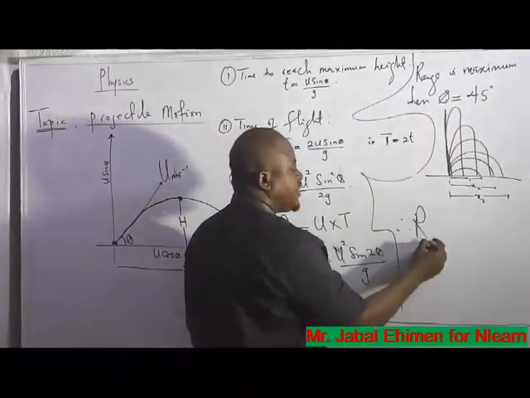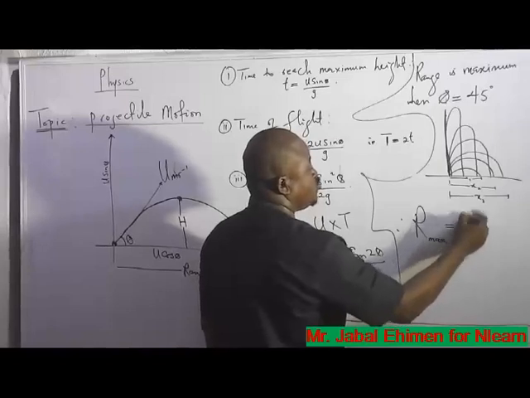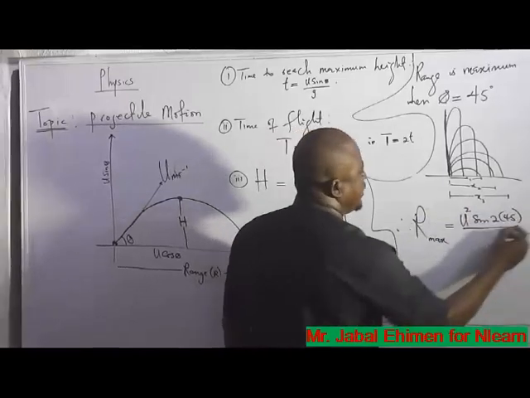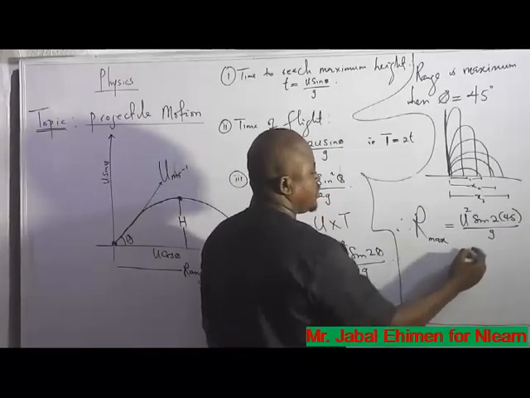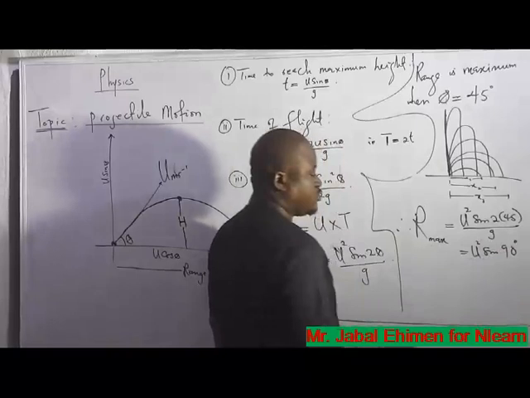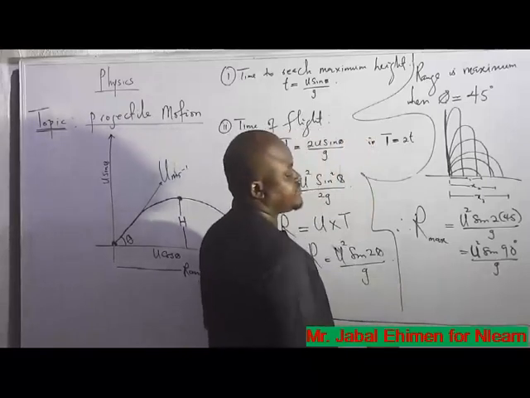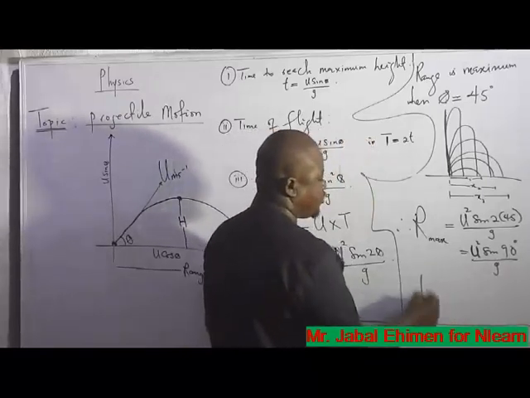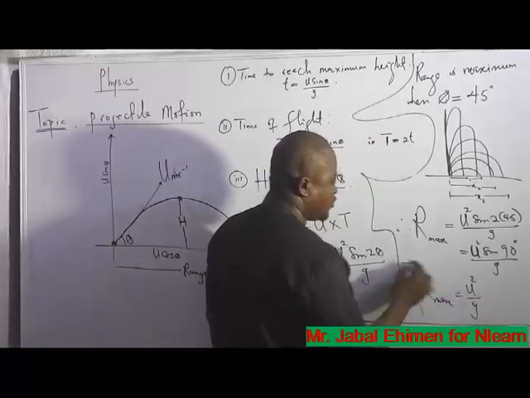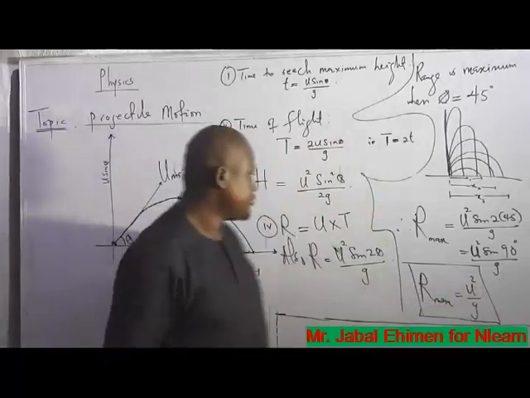So therefore, the maximum range is equal to u squared sine 2 times 45 degrees divided by g. So this will give us u squared sine 90 degrees divided by g. And we all know what sine 90 degrees is. When it's 90 degrees, that's automatically equal to 1. So range is maximum at u squared over g. So always remember this one. Range is maximum at u squared over g. Good.